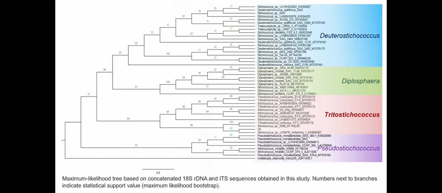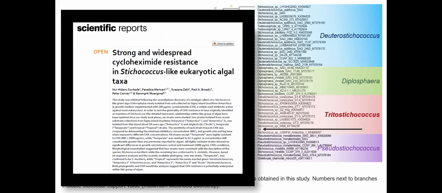But based on our molecular analysis, based on the concatenated 18S and ITS sequences, the algae show the highest similarity to the genus Staphylococcus, a lineage that is newly evolved from the redefined Staphylococcus clade. And in a recent publication, the Antarctic Stylococcus taxa, including the Tritostylcoccus, was found to possess strong resistance towards the antibiotic cycloheximide. And the findings are even more interesting because we are curious to know what this Antarctic microalgae can do with its resilience.